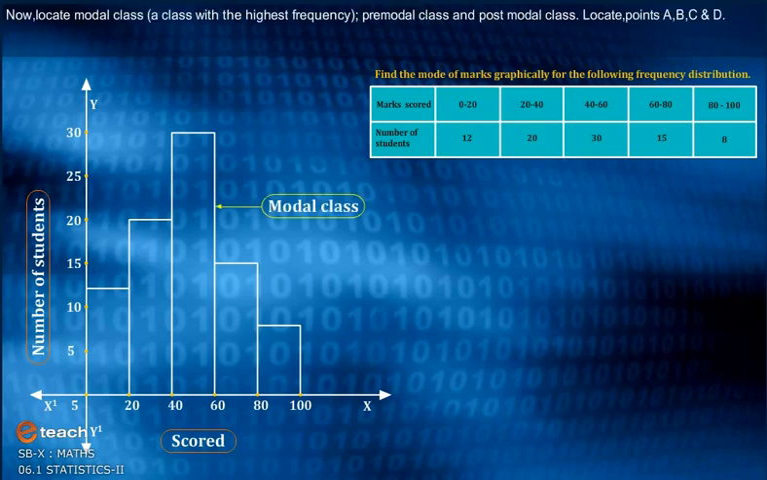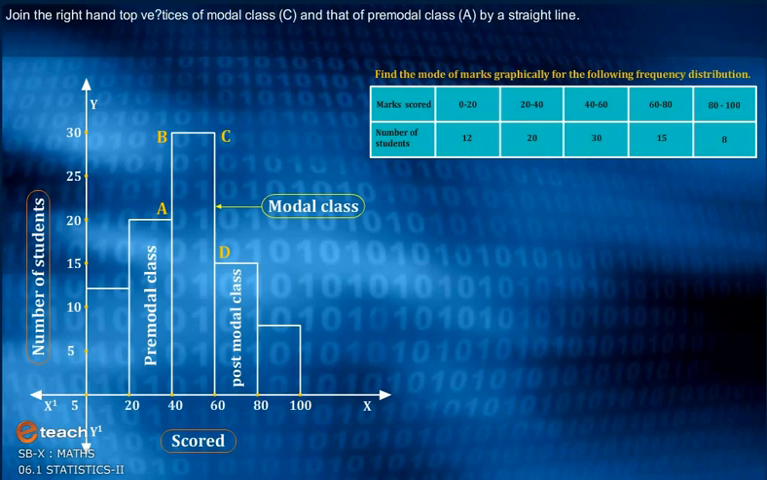Now, locate the modal class, the class with the highest frequency, the pre-modal class and the post-modal class. Locate points A, B, C and D. Join the right-hand top vertices of the modal class C and that of the pre-modal class A by a straight line. Join the left-hand top vertices of the modal class B and that of the post-modal class D by a straight line.